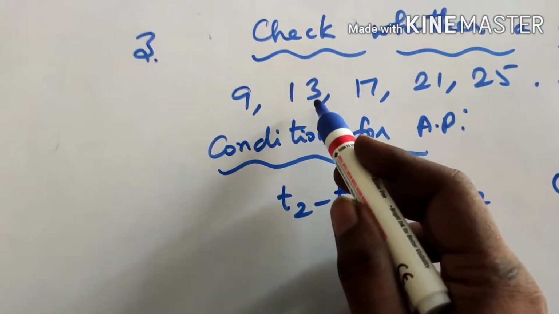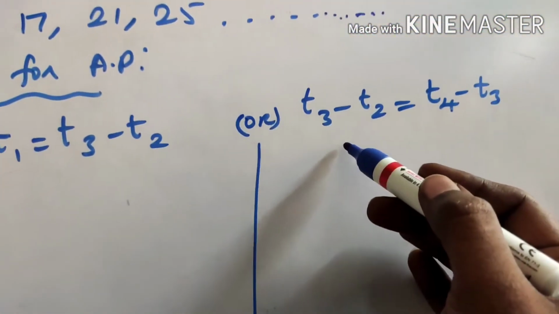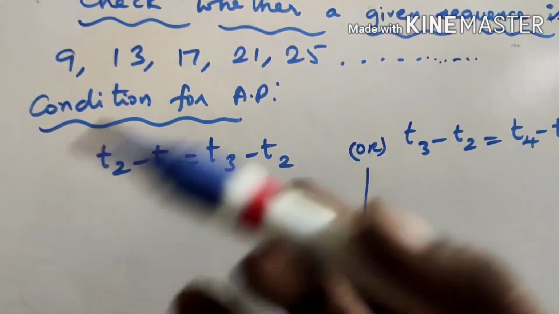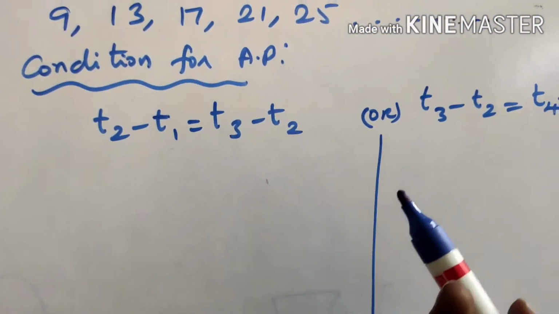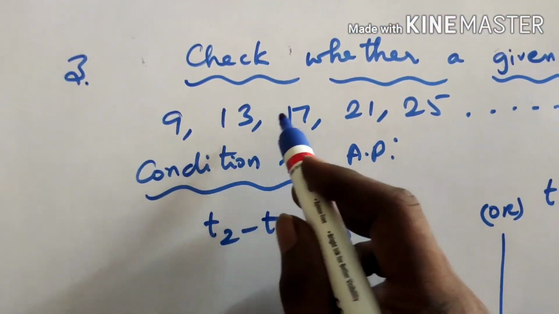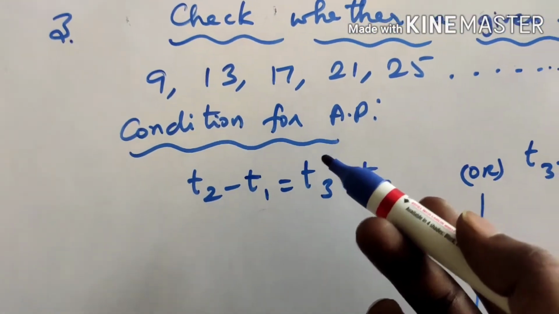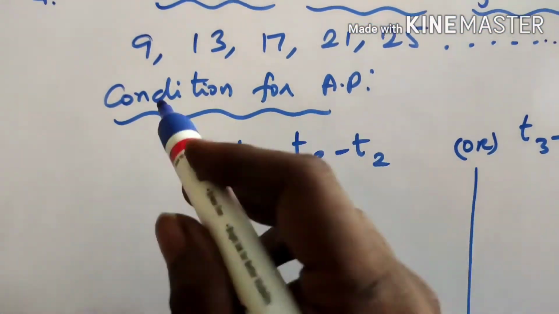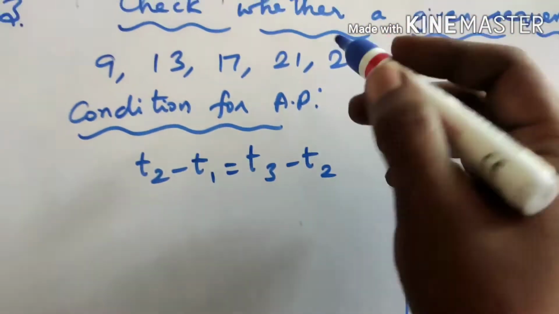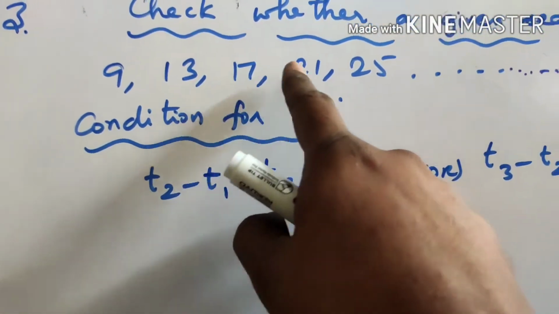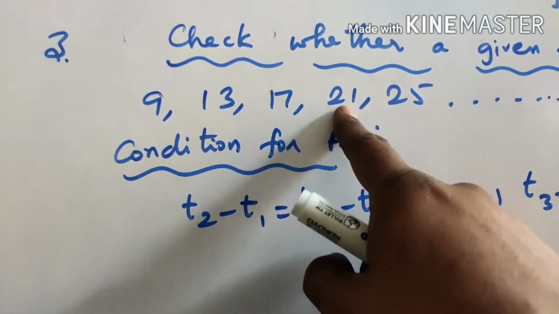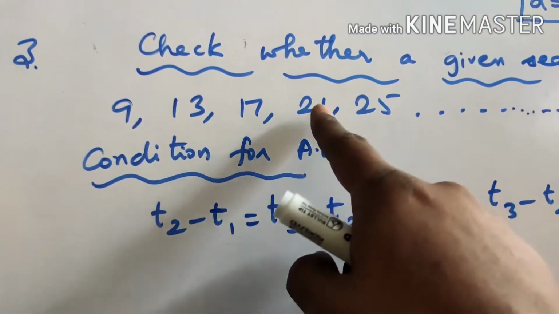Or if you take the second term, third term and fourth term, the condition will be T3 minus T2 equal to T4 minus T3. Like that, you can write any condition you want. In some questions, the second, third and fourth terms will be easy, so you can easily find whether it is in AP or not. So I am writing another condition. For example, if you take these three terms, T3, T4 and T5, what will be the condition for AP? T4 minus T3 equal to T5 minus T4, like that.